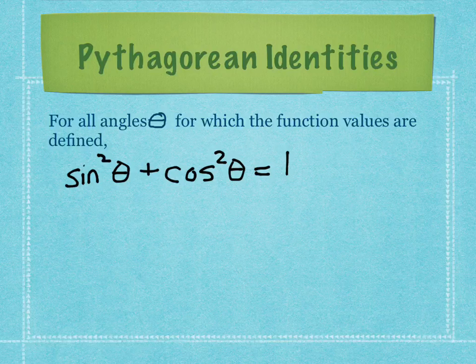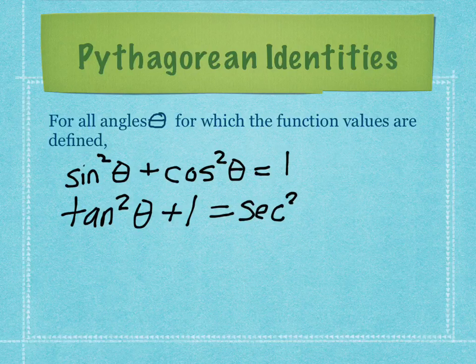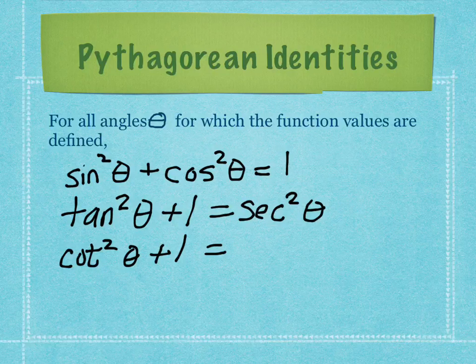Okay? The others relate tangent and cotangent and secant and cosecant together. So the second one is that tangent squared of theta plus 1 equals secant squared of theta. So it doesn't quite have the same form as the first one, right? It's not tangent squared plus secant squared. They're actually on separate sides of this equation. And then the last one relates cotangent. So we take cotangent squared of theta plus 1, and what do you think it equals? Cosecant squared of theta. So these are 3 Pythagorean identities that are helpful to use.